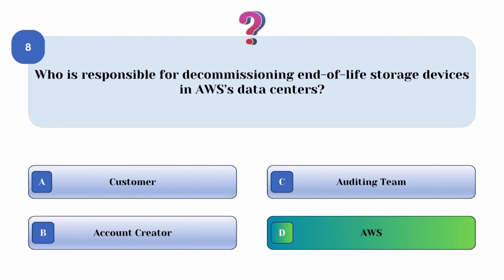Why others are incorrect. Customer is not responsible for AWS hardware. Account creator manages resources, not physical hardware. Auditing team may verify processes, not perform decommissioning.